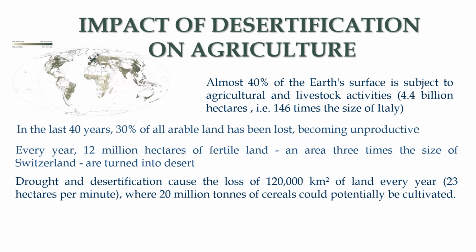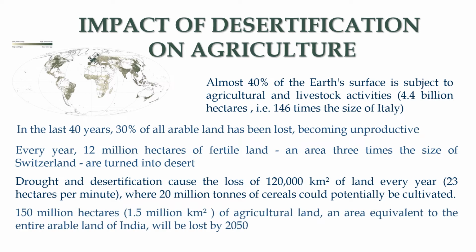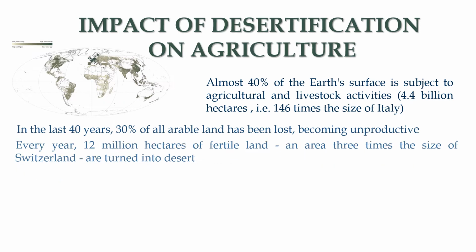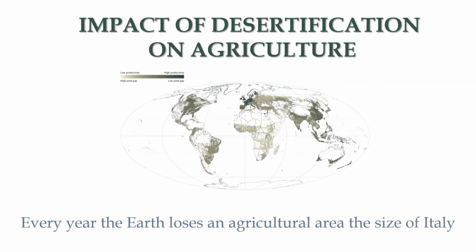Drought and desertification cause the loss of 120,000 square kilometers of land every year, that is 23 hectares per minute, where 20 million tons of cereals could potentially be cultivated. 150 million hectares, that is 1.5 million square kilometers of agricultural land, an area equivalent to the entire arable land of India, will be lost by 2050. Every year, the Earth loses an agricultural area the size of Italy.